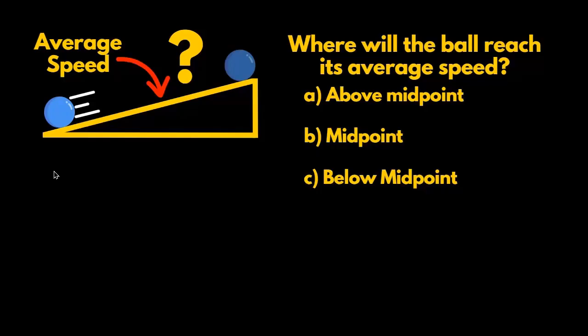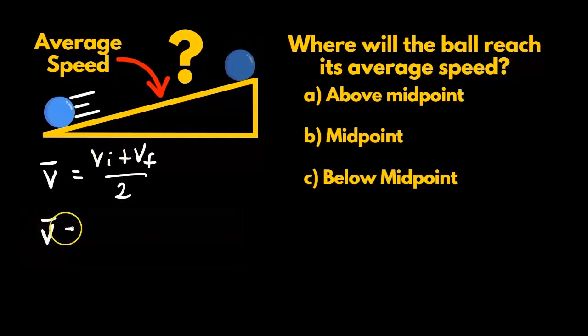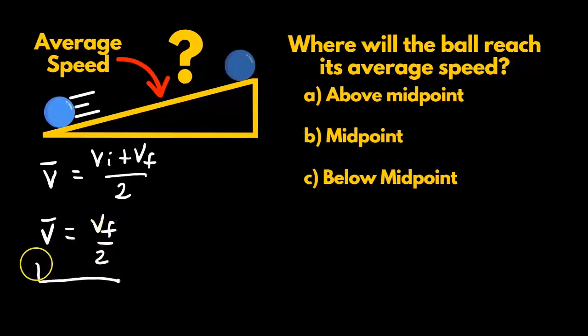We're first going to find the time when it reaches the midpoint. I'm going to use this equation here. The average velocity is equal to the initial velocity plus the final velocity, divided by 2. And this is one way to calculate the average velocity. The initial velocity is 0, so that gives us average velocity equals Vf divided by 2. So the average velocity will be half the final velocity. I'm going to go ahead and bracket that because we'll come back to that in just a moment.